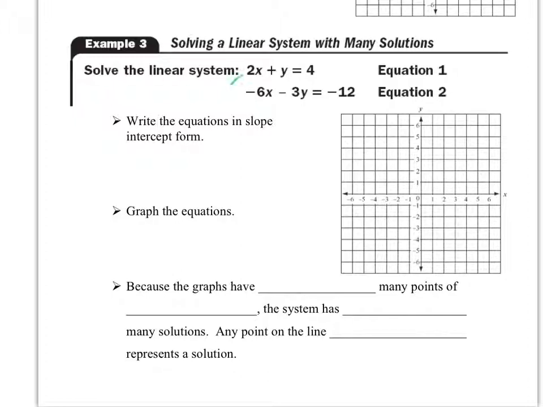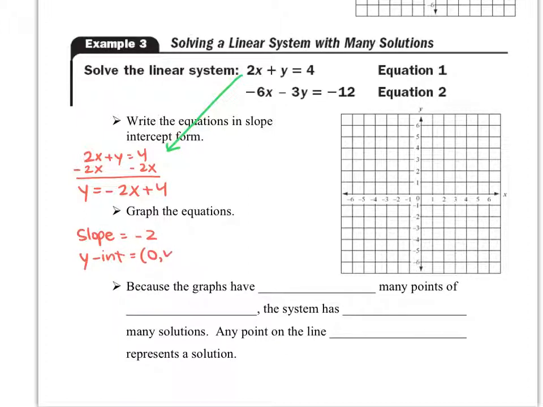So in this linear system, these are not yet in slope-intercept form. So we're going to need to first move them. So we have 2x plus y equals 4. To get y by itself, I am going to subtract 2x from both sides, which gives me y equals negative 2x plus 4. So my slope is negative 2. My y-intercept is 0, 4. I'm going to put 0, 4 on the graph, and then I can either go down 2 and right 1, or I could go up 2 and left 1 to make that line.